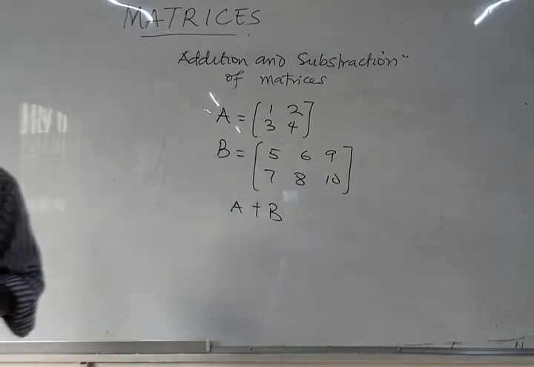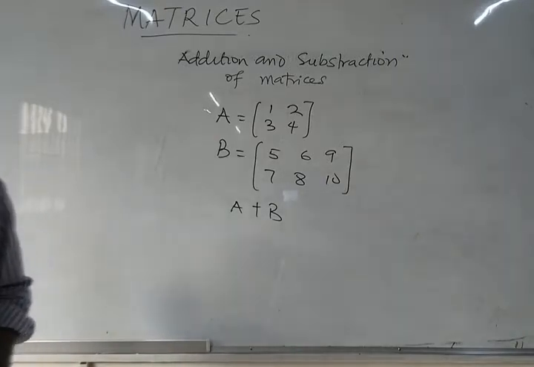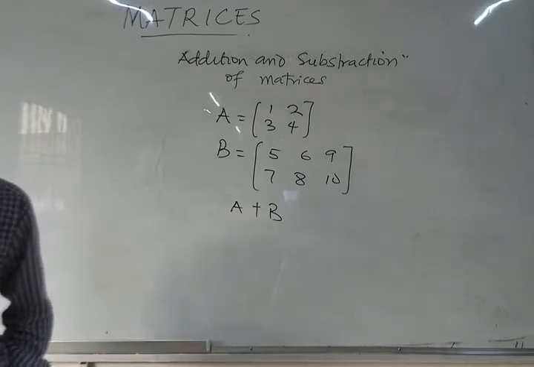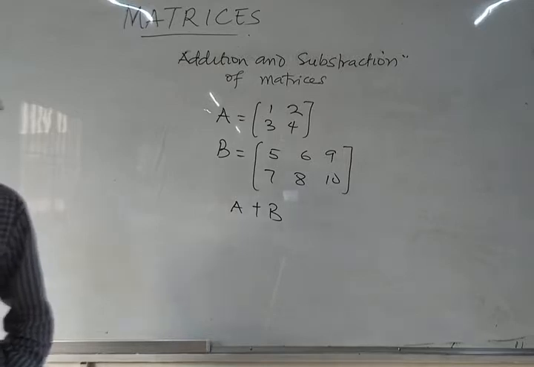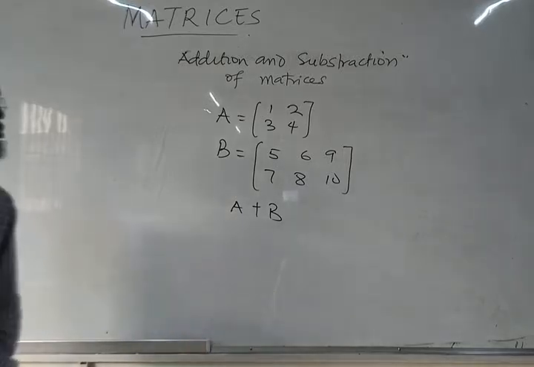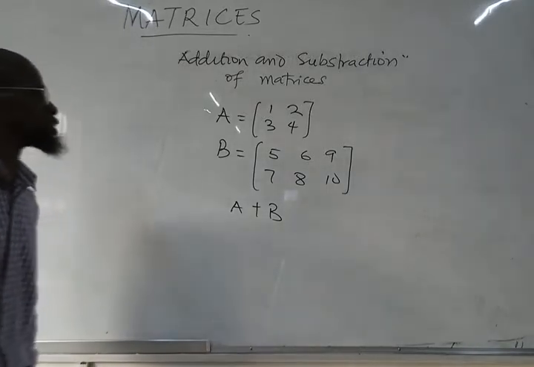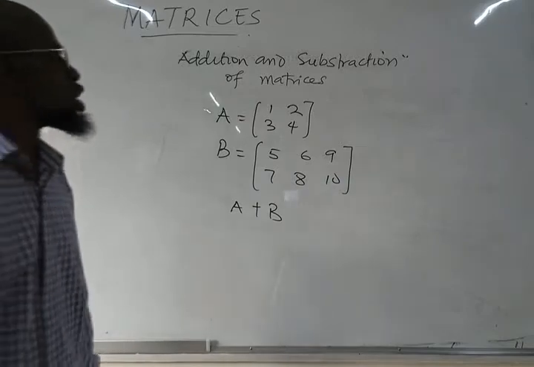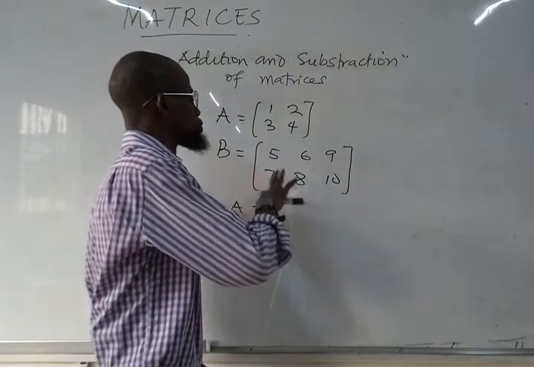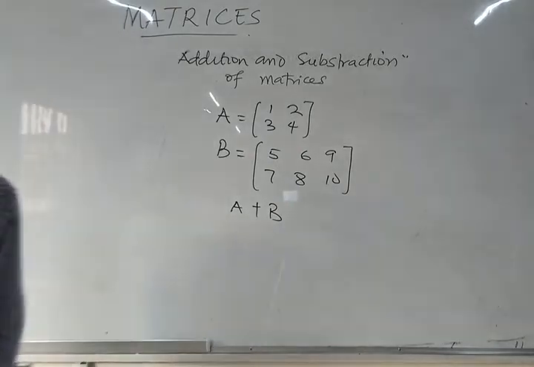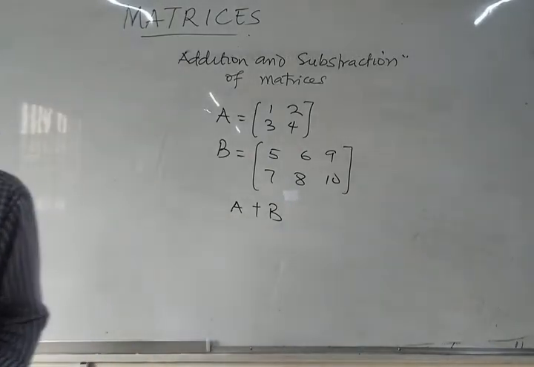In this case, A and B are different sizes. Matrix A consists of 2 rows and 2 columns, while matrix B consists of 2 rows but 3 columns.